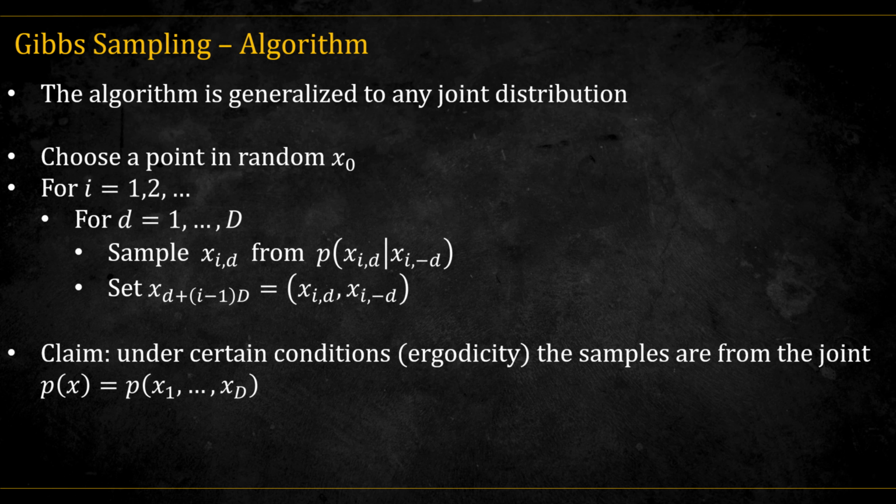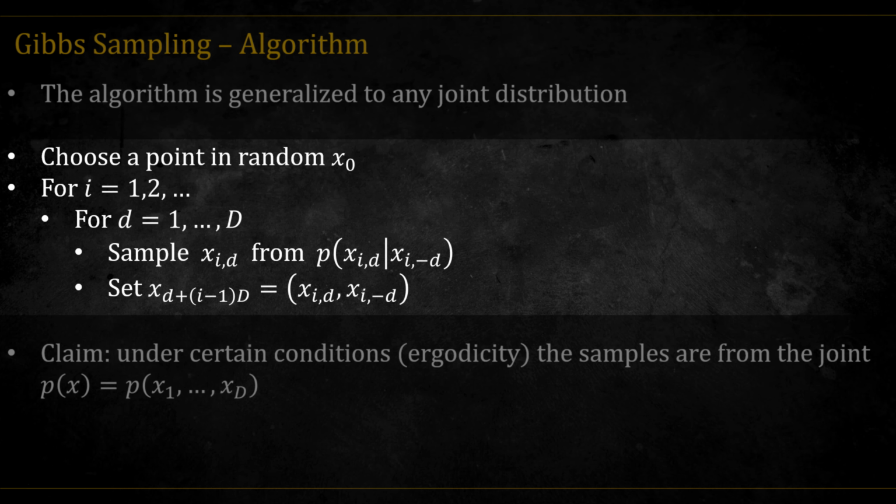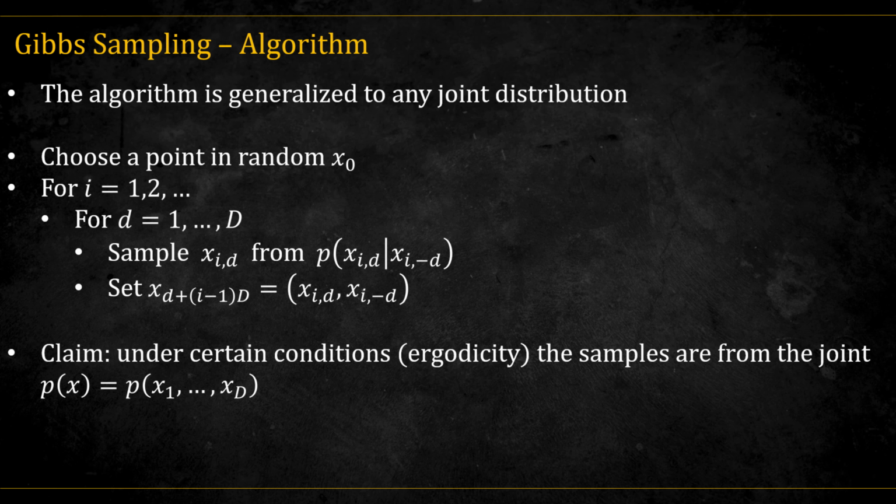Anyway, this was their problem, but the algorithm can generalize to any multidimensional problem. And so the algorithm is as follows. Starting at a random position x0 and for as many samples as you'd like, iterate over the dimensions and sample a new point from the conditional of that dimension given all other dimensions. Add this point to be part of your sample. The claim is that under certain conditions that validate ergodicity, the samples we get are indeed from the joint distribution.